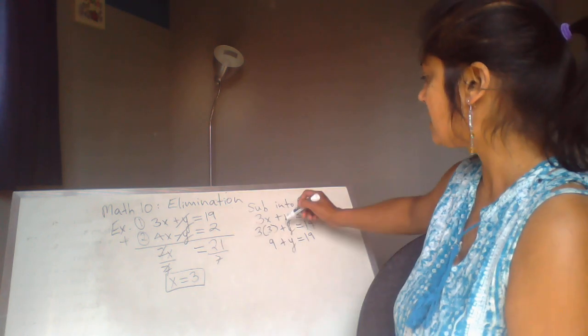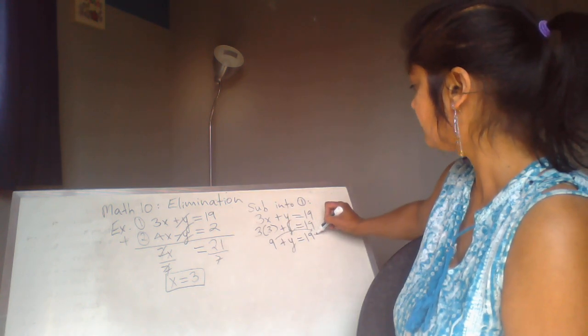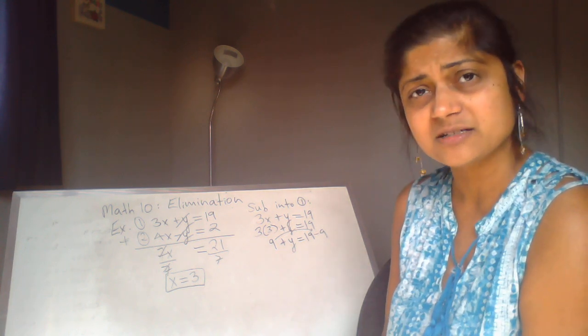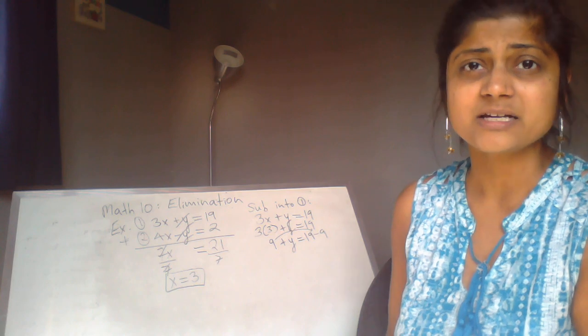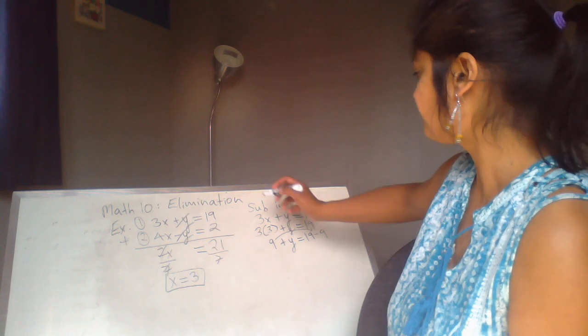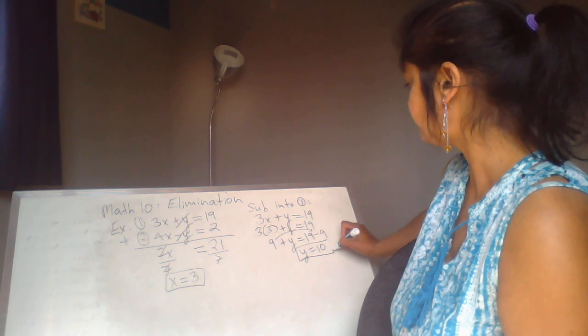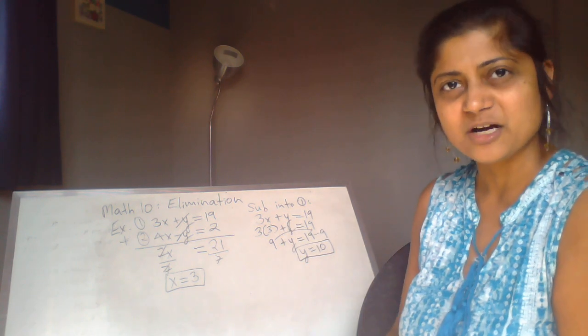All right, I'm going to take the 9 to the other side and subtract it. You notice on the left side, the 9 is positive, and when I move it over the equal sign it's going to become negative, okay? So y equals 19 minus 9, which is equal to 10. Again, I'm going to box my answer.